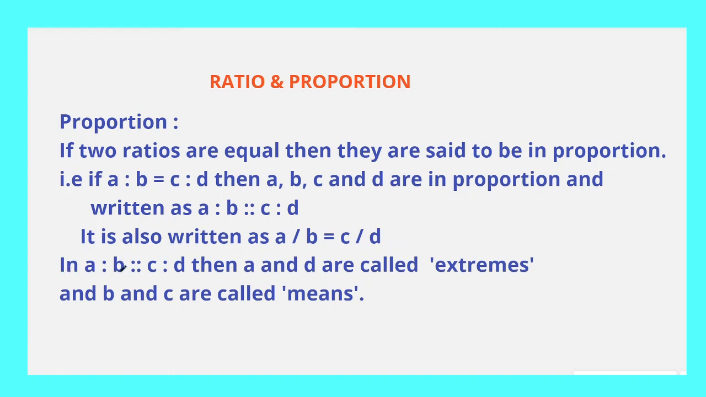In A/B is the same as C/D, then A and D are called extremes. This A is the first element and D is the last element. Then A and D are called extremes. And the middle elements B and C are called means. So here the first and last elements are extremes, and B and C, which are the middle elements, are called means.